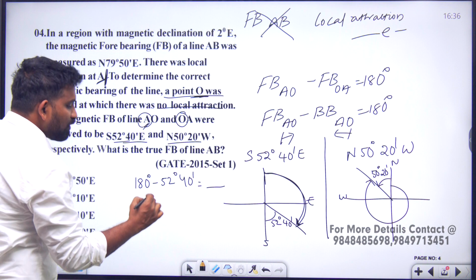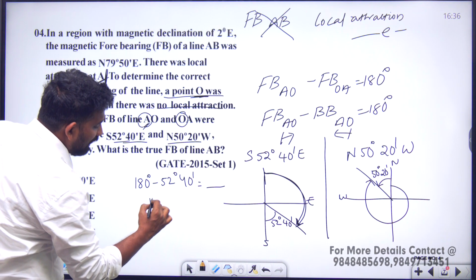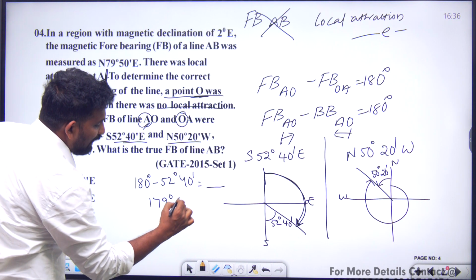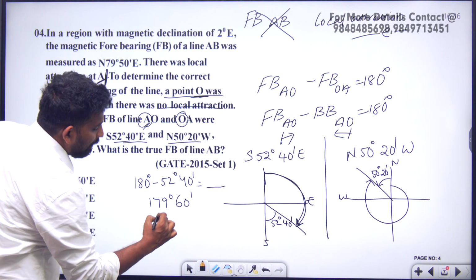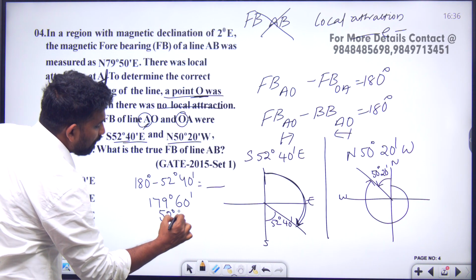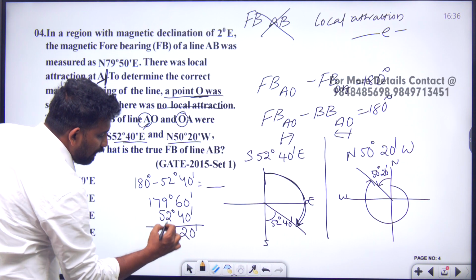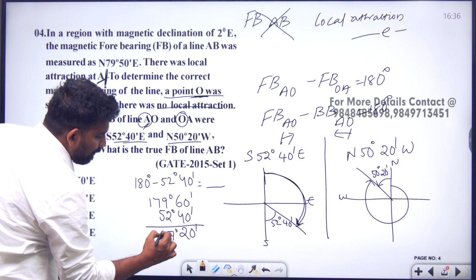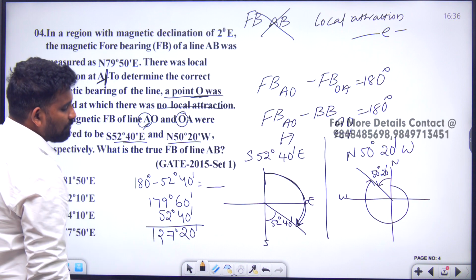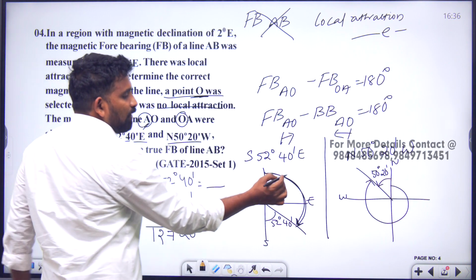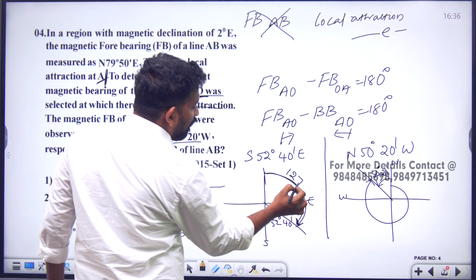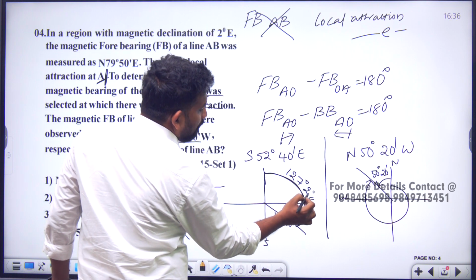Without using a calculator, how am I going to solve this? This 180 I am going to write as 179 degrees 60 minutes minus 52 degrees 40 minutes. This comes out to be 20 minutes here, and 9 minus 2 comes out to be 7, 7 minus 5 comes out to be 2. The value comes out to be 127 degrees 20 minutes. So, this value comes out to be 127 degrees 20 minutes.